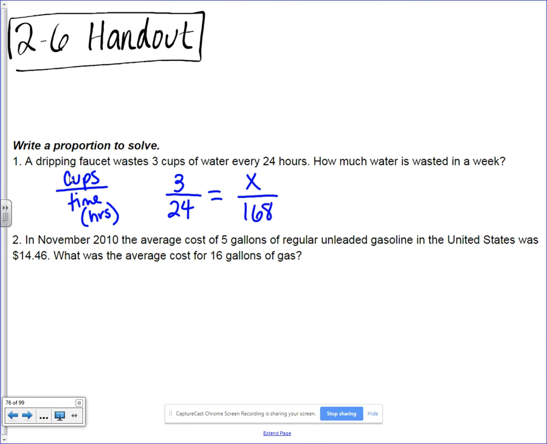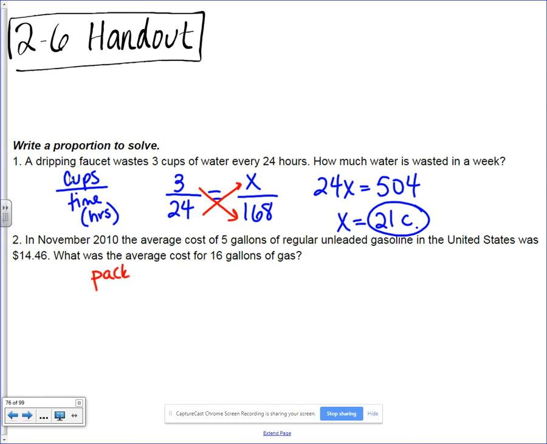Okay. All right, moving on to number 2. If you'll take a look at that one, you will see that we are comparing the packs of toothpicks. I'm sorry, I'm looking at the wrong one. I'm looking at number 3. We are comparing the gallons of gas, and it looks like the cost. So that's how I'm going to set up both of my ratios. I have 5 gallons for $14.46. And then I need 16 gallons, but I don't know how much that is going to cost me.